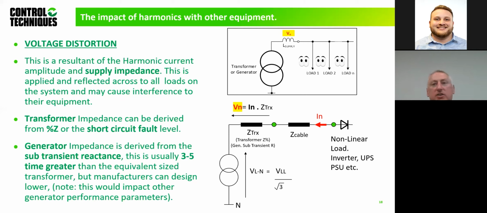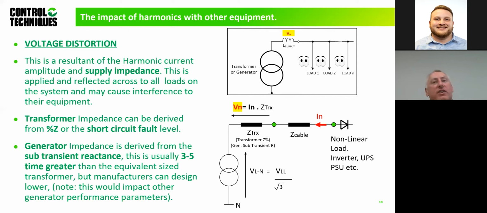Yeah, there's cable impedance, usually negligible, but most of the impedance is in that transformer or the generator. Again, not just focusing on VFDs, but it could be UPSs, etc., on large systems. For transformers, percentage Z or the fault level, either one, you can determine what the inductance is. The generator is usually stated as subtransient reactance. But the important thing to note here, and this is a differentiator when we look at generators, is the subtransient reactance is probably 3 to 5 times greater than the equivalent transformer.